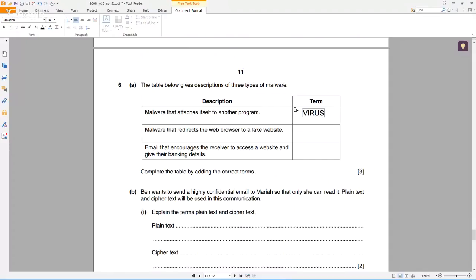The malware that instead redirects the web browser to a fake website is called pharming. And instead, an email that encourages the receiver to access a website and give, for example, the banking details is phishing. So phishing is basically writing an email that looks legitimate when it is not, and pharming is redirecting the web browser to a fake website that looks legitimate but is not. The purpose might be the same, just to steal some data, but the naming is different.